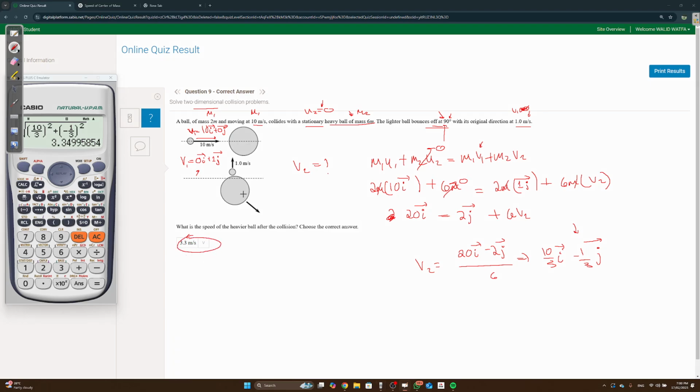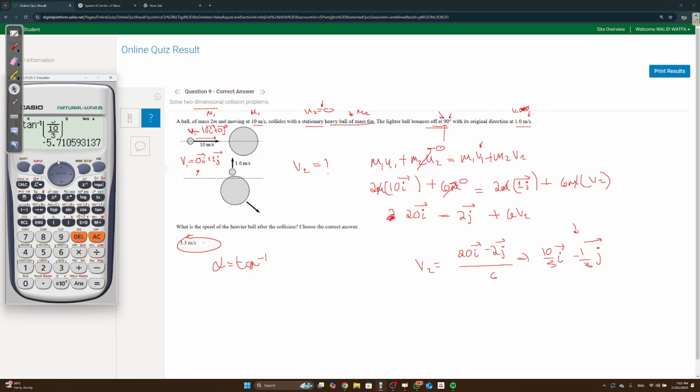Sometimes they ask you at what angle. How do you find the angle if you have a vector? Tan inverse, right? So if you were to do it here, you do tan inverse of minus 1 over 3, so you remember, j over i, over 10 over 3. And you get the angle in degrees, what? What's this?